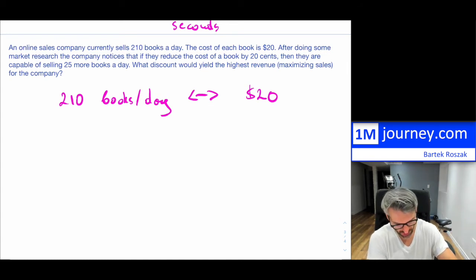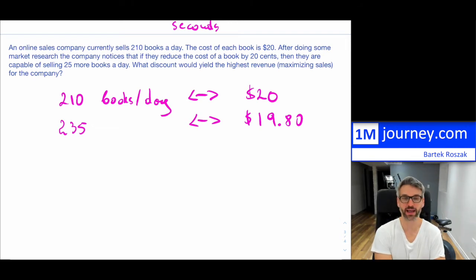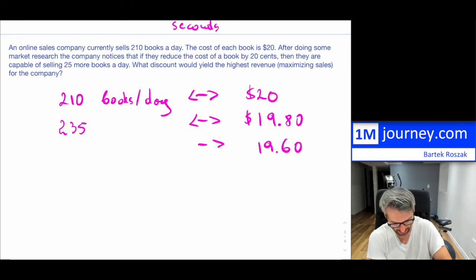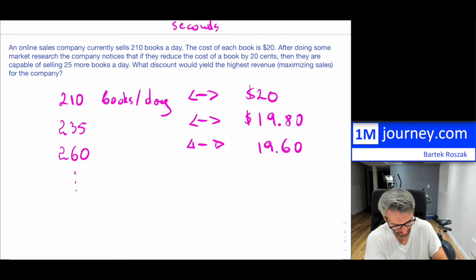So they said, here, this is 20 cents. So at $19.80, they would sell 25 more books. So this would have gone to 210 plus 25, 235, if they reduce the price to $19.80. Now, if they keep reducing this price, it means that they're going to be increasing the number of sales. So here it would have gone up another 25 per day. So that would have been, I guess, 260, and so on.